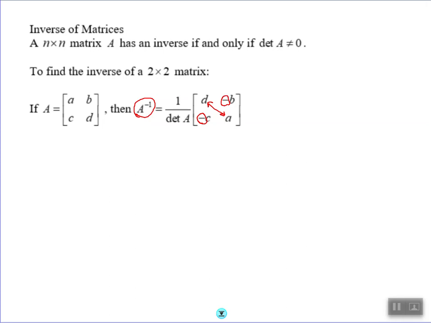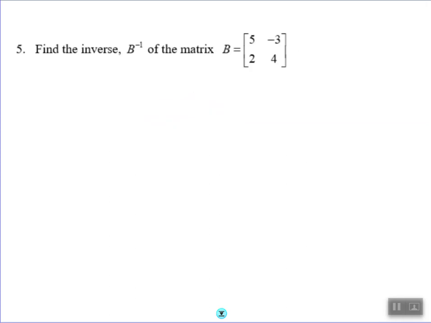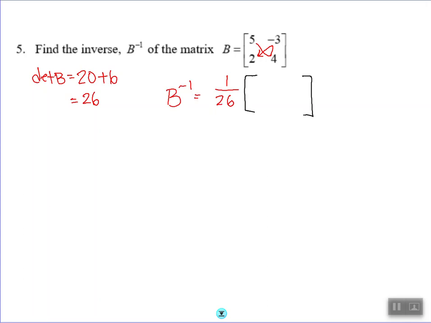Let's take a look at an example. If we want to find the inverse, B inverse, of the matrix B, we need to first find the determinant. The determinant of B will be 20 minus negative 6, or 26. So the inverse matrix will be 1 over 26 times, we need to switch A and D, so switch 5 and 4, and change the signs of B and C. So we will have positive 3 and negative 2.